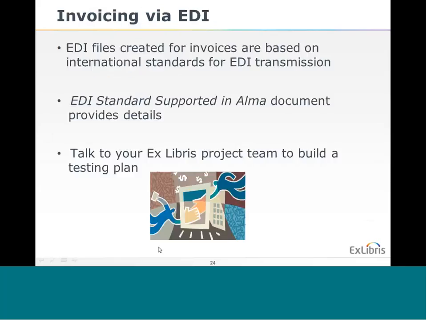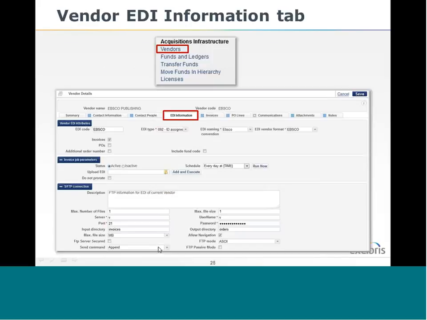The last way that an invoice can be created is automatically through an electronic data interchange process that's been set up with the vendor. EDI is based on international standards, which were developed under the auspices of the United Nations. For details on EDI standards, you can refer to the EDI Standards Supported in ALMA document, which can be found on the Ex-Libris Documentation Center. To perform invoicing via EDI requires a couple of things. It requires that EDI communication is established with vendors, and it also requires that the parameters for transmission are agreed upon. The vendor record is where EDI communication information is set up.